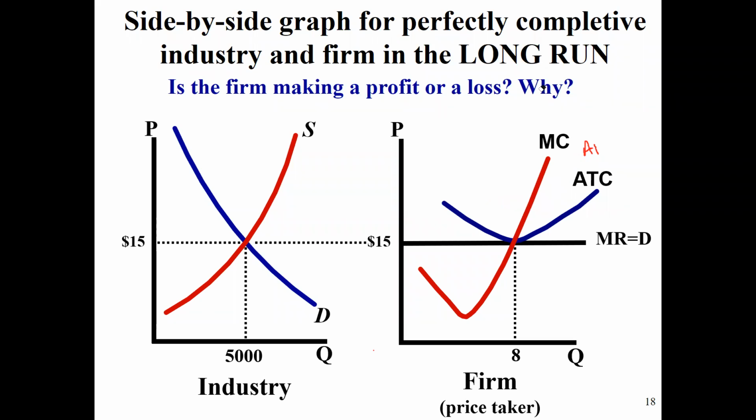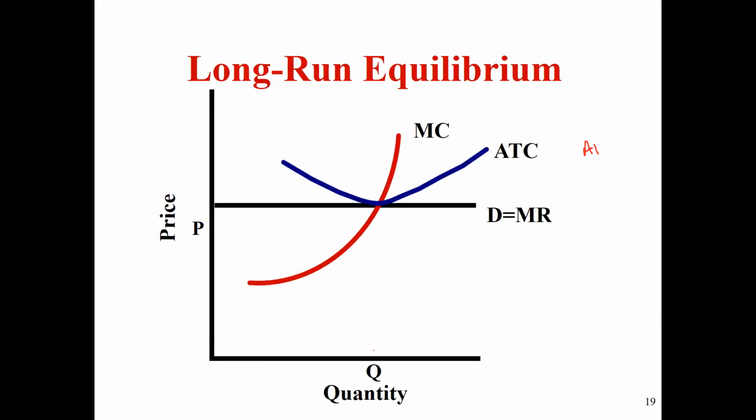Just while we're here, in the long run, you're producing where MC crosses demand. That's allocatively efficient or socially optimal. You're also producing where MC crosses the ATC, which is productively efficient. So you're both productively and allocatively efficient here. Know the graph. Especially for the FRQ, we're either doing perfect competition or monopoly. You saw today that you got 5 points for drawing the monopoly graph. So know these graphs.